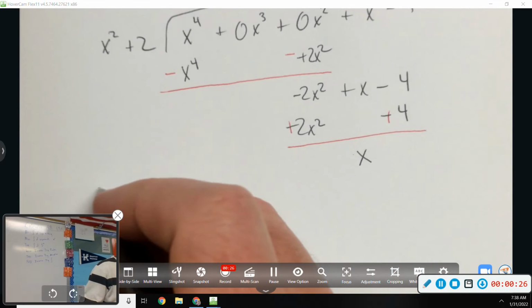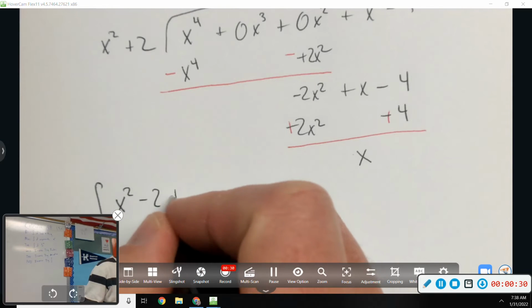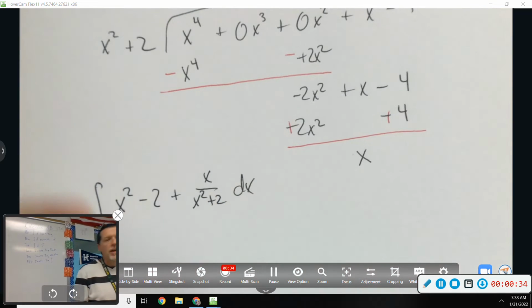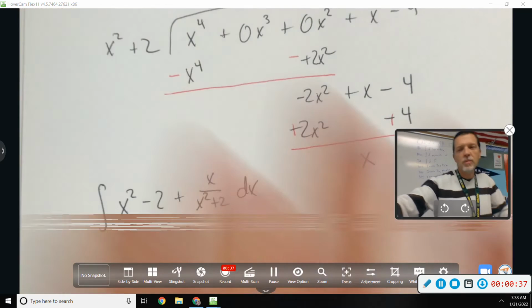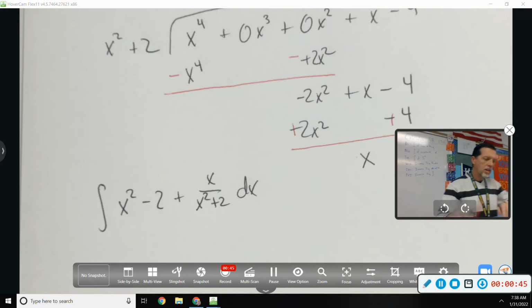So I've divided. I still haven't taken an integral yet. So let me write my answer here. Well, that's not really my final answer. That's my answer to the division part of the problem. But now I've got something I can do. I've got three pieces that I can integrate.